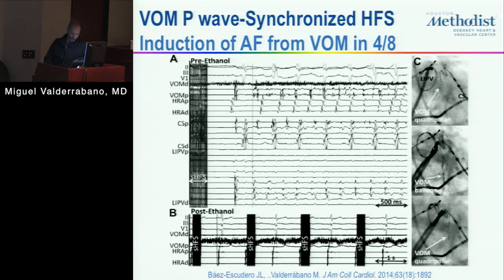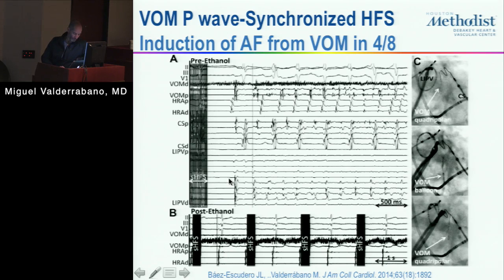What I wanted to show is the data supporting the idea that the vein of Marshall is not just part of the intracardiac nerves, but it's a vascular route to the intracardiac nerves. And we can use it for ablation, but we could also use it to modulate those intracardiac nerves. And the data is, we published this in JACC a couple of years ago.